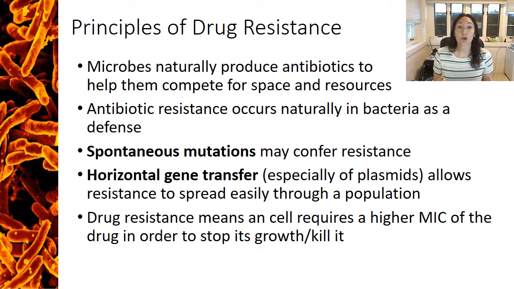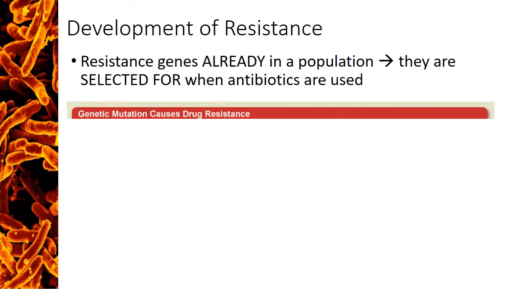So throughout the video, we're going to look at what some of those mechanisms are, but we're going to start with why antibiotic resistance is such a problem to begin with. As we look at the development of antibiotic resistance, it's important to recognize that the mutations in the genome or the genes through horizontal gene transfer are already in the population. So it's not that antibiotics are causing these mutations or these resistance genes to show up. What's happening is that antibiotics are selecting for the cells that have those mutations when the antibiotics are used.